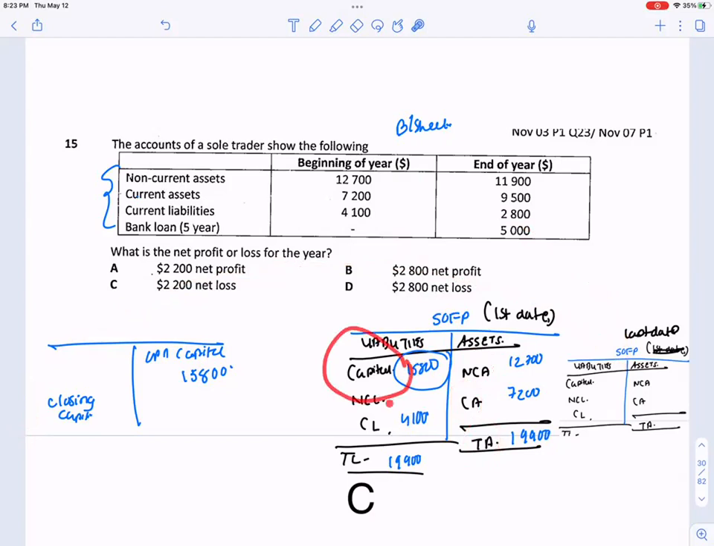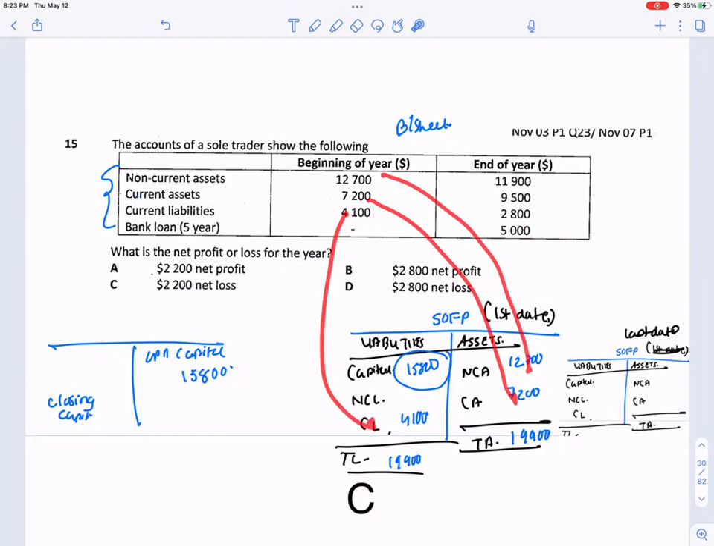Capital by finance, non-current liability, current liability. This will give you what? Total liability. And at any point of time, your total assets is equal to your total liability. Very good. Fine. Come on. First date: non-current assets, current assets, and first day liabilities.